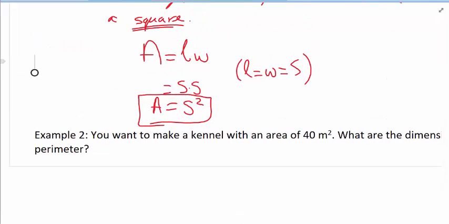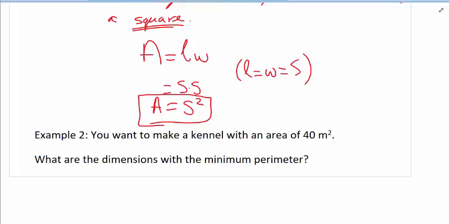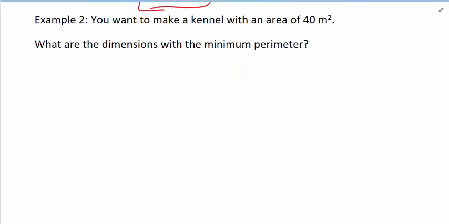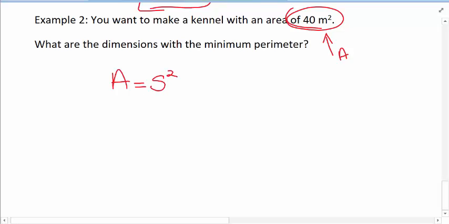Write this next section down, and this is our last example. Again, same thing. You just look at the information that's given to you, and you can see it's 40 meters squared. So that is the area. So then you must start with the area formula. Now the area formula you're starting with is not length times width, because that's for a specific length and width. You're trying to make a square, so you need to start with S squared.